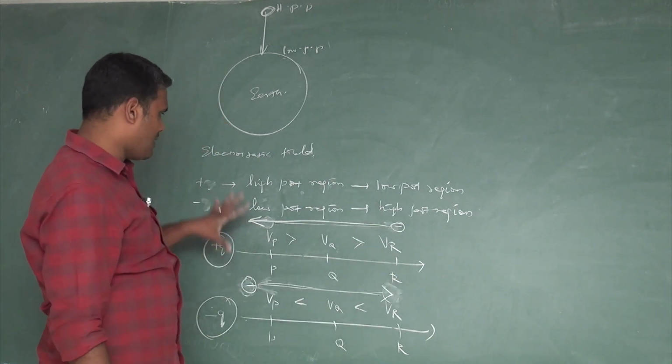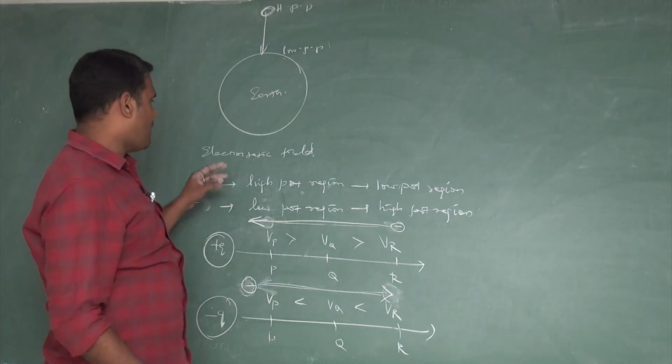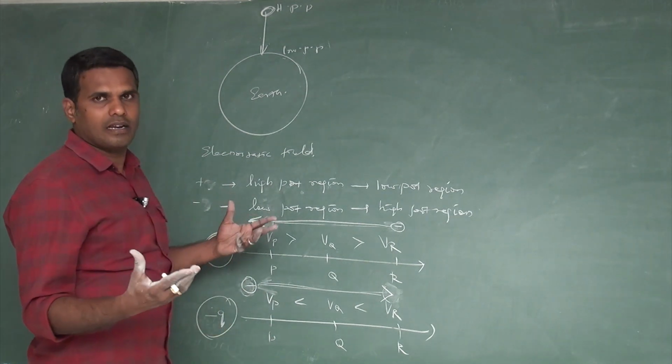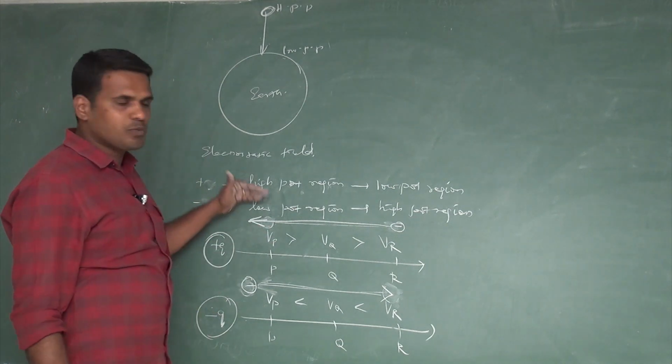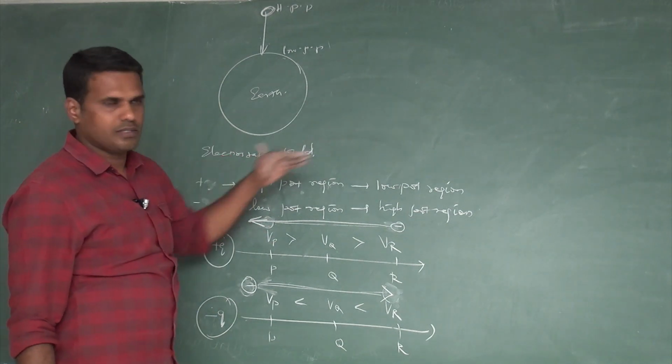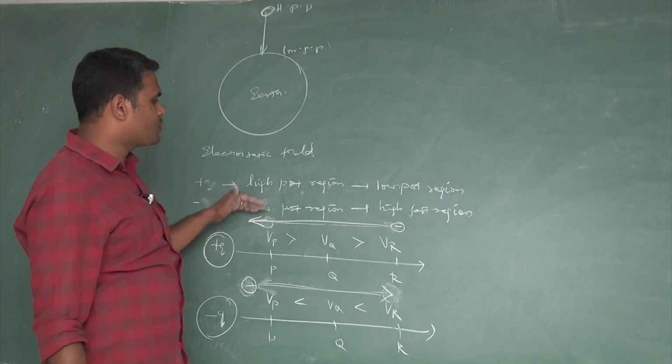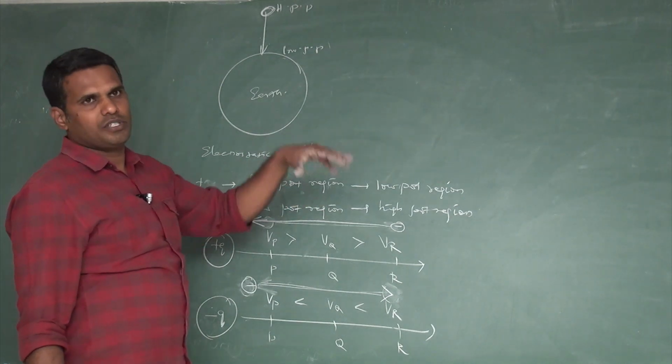So these ideas are very important. We should know how a positive charge will move in an electric field, how a negative charge will move in an electric field. A positive charge always moves from high potential region to low potential region. A negative charge always moves from low potential region to high potential region.